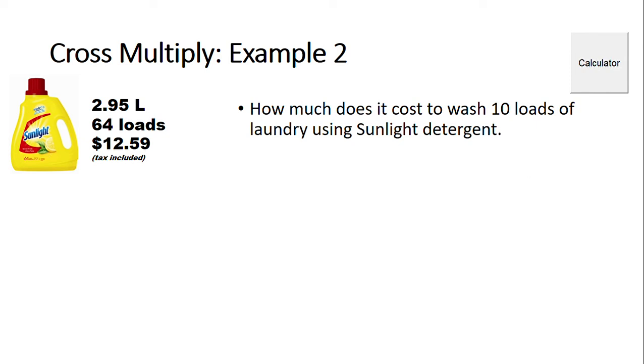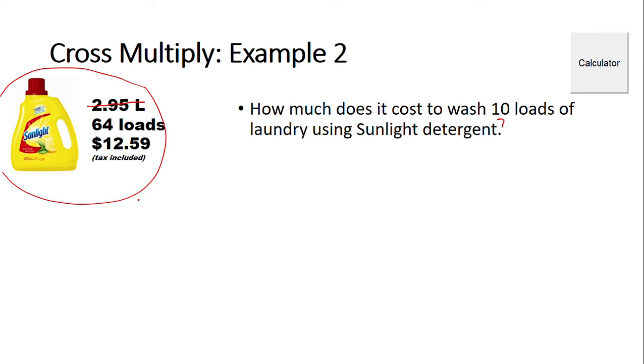Here we have a different jug of Sunlight over here now. We have a 2.95 liter, and according to the manufacturer, it does 64 loads of laundry. So the question here: how much does it cost to wash 10 loads of laundry using Sunlight detergent? Oh, and there should be a question mark there, so let's put that in. Well, in this question, I don't really care too much about this. What I need to know is how many loads and how much it cost.